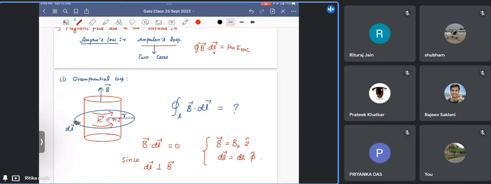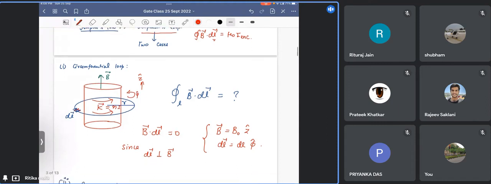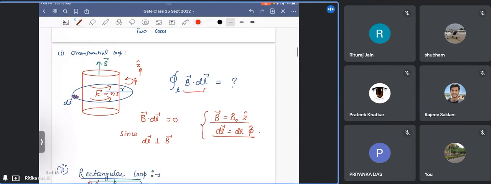the circumference direction. So if you are considering the cylindrical coordinate system, this is your z cap direction, then this direction is the phi cap direction. So your dl vector will be in the phi cap direction and your magnetic field in the z cap. And when you try to calculate this integral B dot dl, basically you have to multiply mod B and mod dl. B dot dl means mod B vector, mod dl vector, into cos of the angle between B and dl.